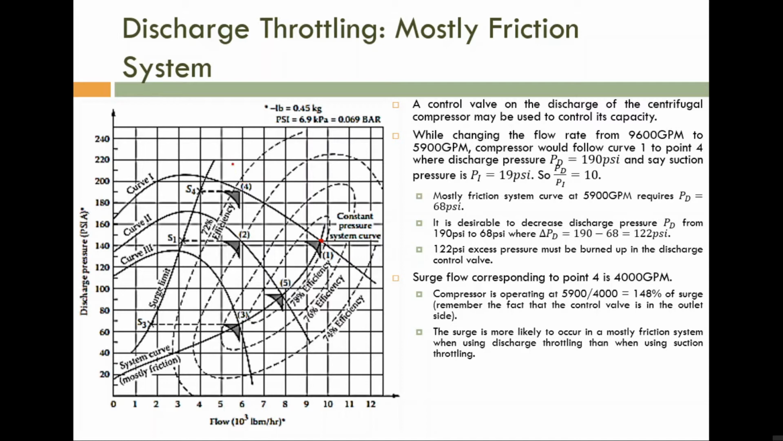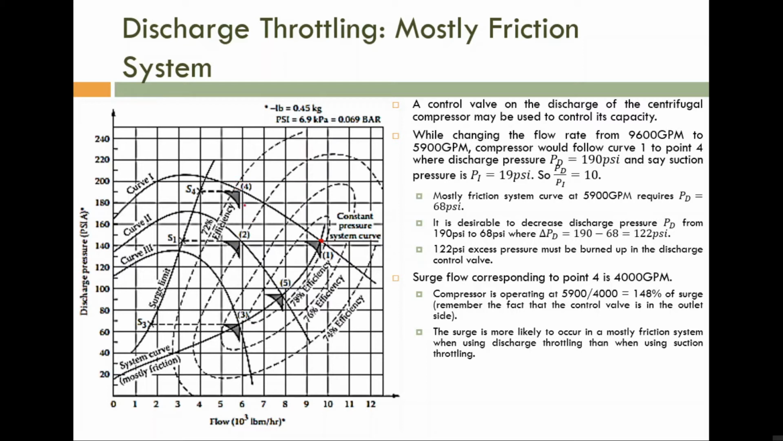So if you want to decrease the discharge pressure from 190 to 144, what do we have to do? By decreasing the suction pressure from 19 to 14.4, we can decrease the discharge pressure, because corresponding to 5900 gallons per minute, the compressor ratio is 10. So by decreasing the suction pressure, we can decrease the discharge pressure.